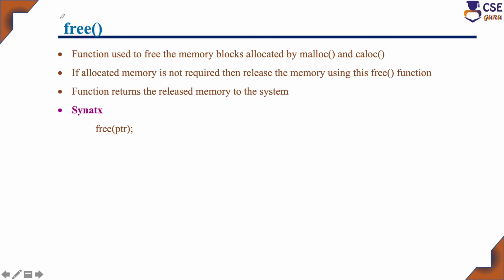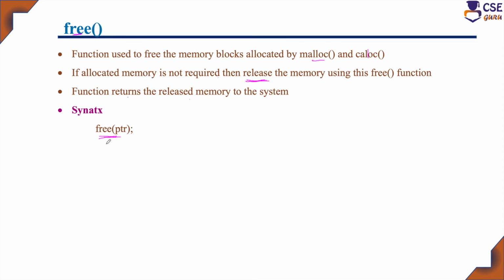And finally, free. The free function is used to release the allocated memory space. Okay, so here it will free the memory blocks allocated by malloc and calloc. If the allocated memory is not required, then with the help of this free function, we can release the memory. And this function returns the released memory to the system so that it can be utilized by other programs. Syntax: free of pointer.